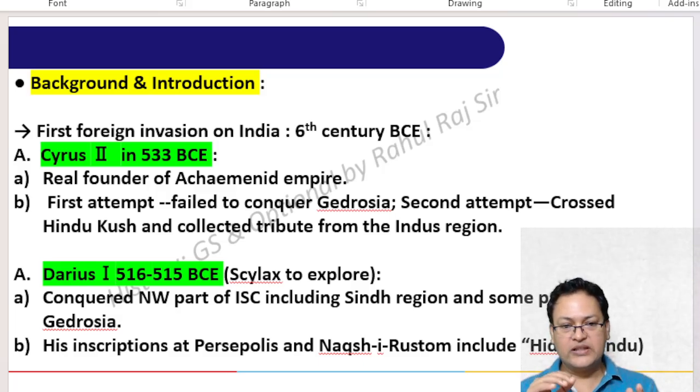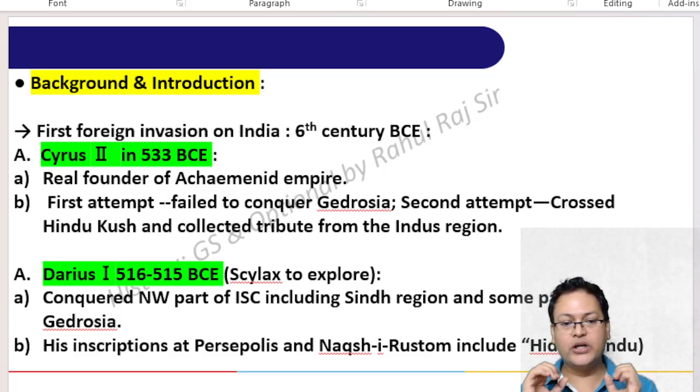Now the second ruler to invade India, and this is the real invasion. This ruler is Darius I. You can say he's the ruler who's considered the greatest ruler of the Achaemenid Empire, and his reign saw the maximum expansion of this empire. We have to remember some important points about Darius I.